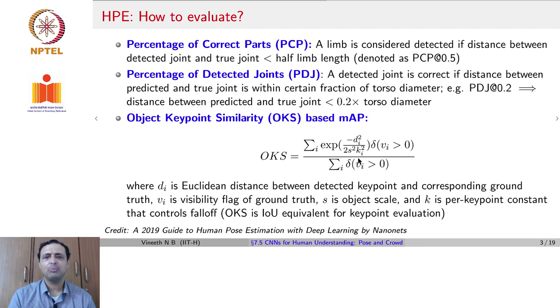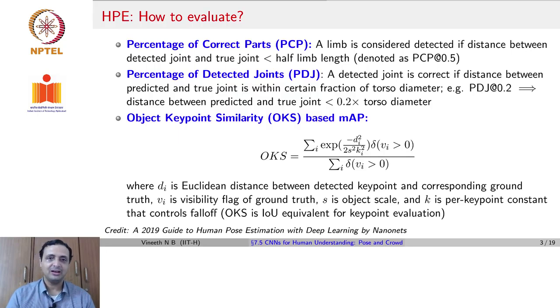Finally, K is a per key point user defined constant just to control fall off, that you could consider as a hyperparameter. As you can see here, we now have a metric that is an inverse exponent of the distance, which means it gives an extent of how good the prediction is, but it factors in scale as well as visibility of that joint to evaluate your final performance.